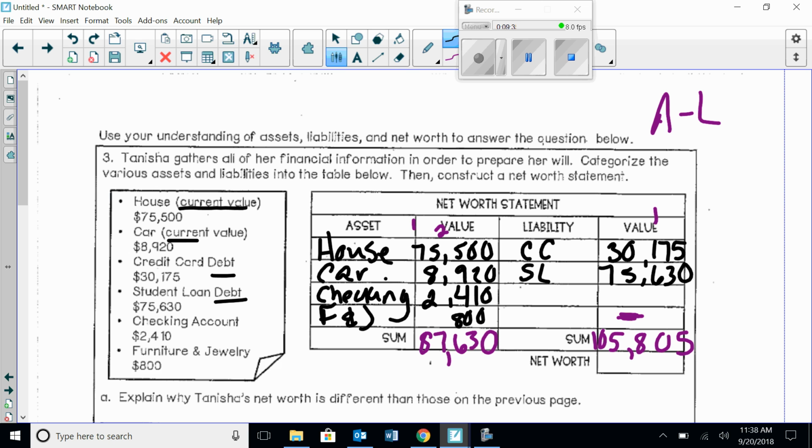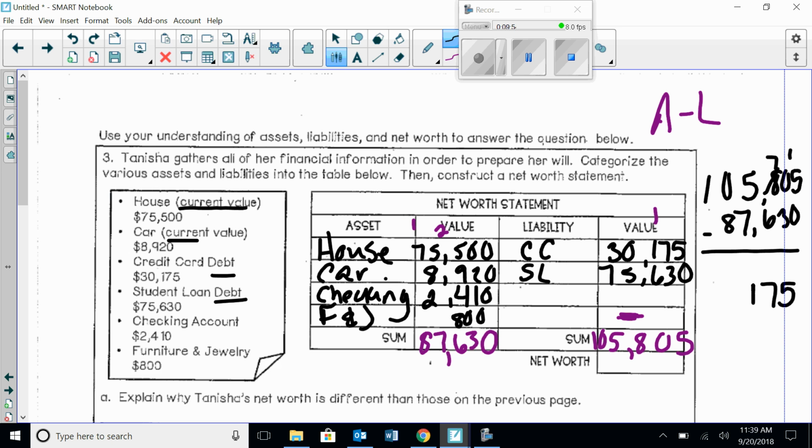But in this case, our liabilities is more. So I'm going to be flipping it and know that my answer is going to be a negative. So $105,805. And I'm going to subtract my $87,630. I've got a 5 left over. Borrow. 7, 1. So I know that's going to be a negative. So my net worth is a negative 18,175.